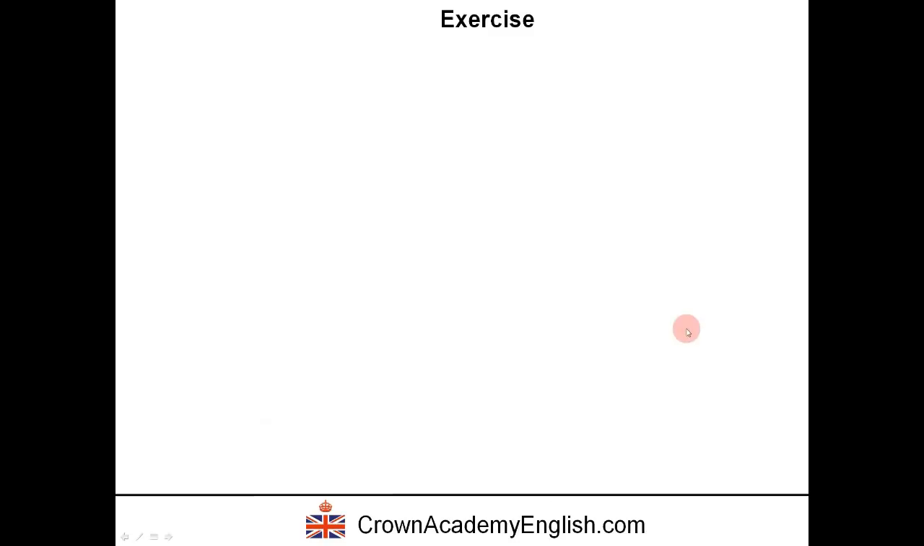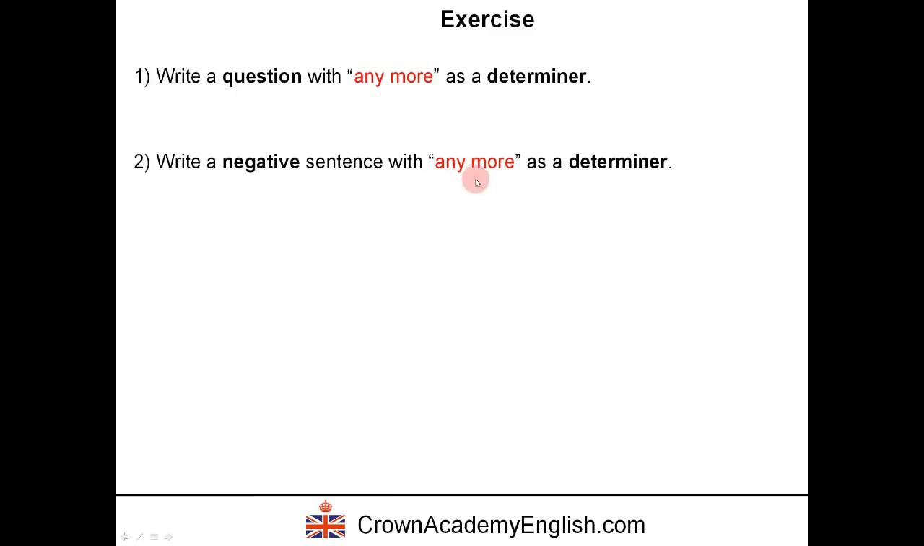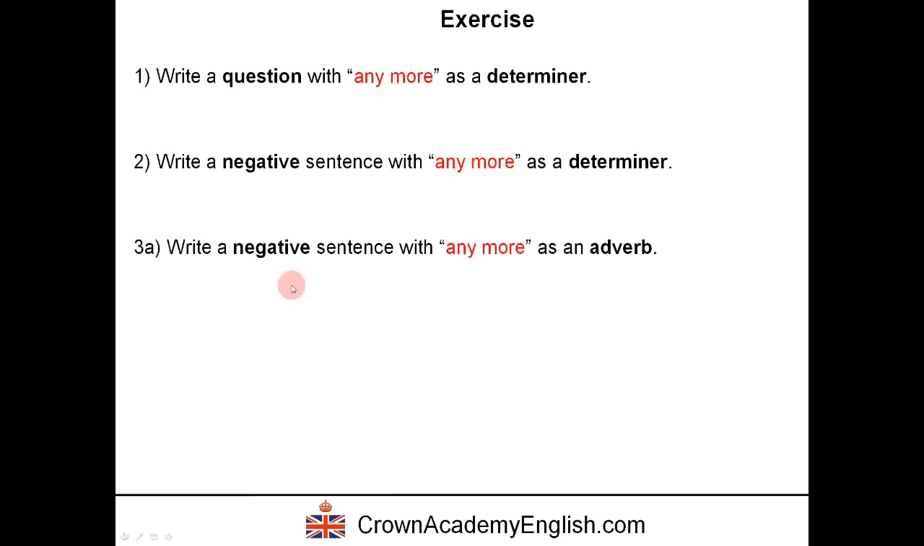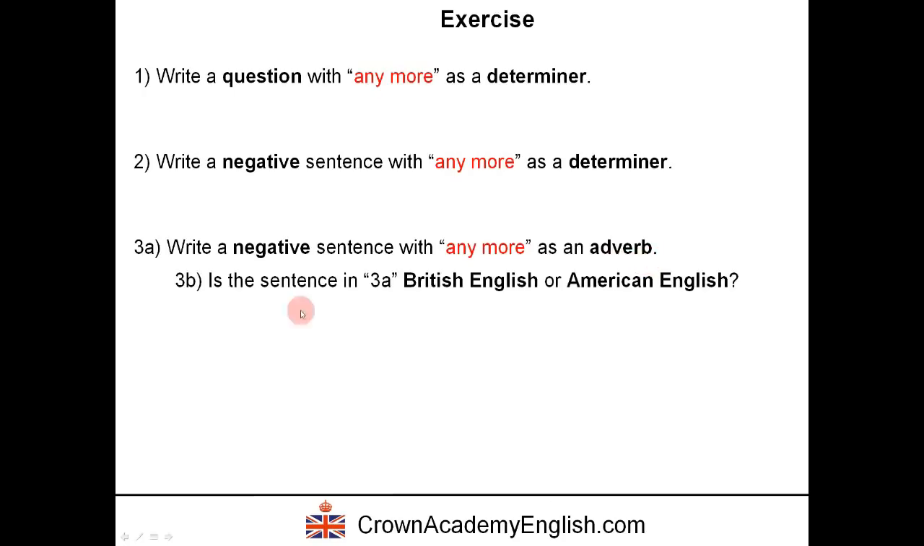So, finally, an exercise. I hope you have understood everything. So question 1, write a question with any more as a determiner. Question 2, write a negative sentence with any more as a determiner. So this one, I want you to write a negative sentence, and here I want you to write a question. Question 3a, write a negative sentence with any more, two words, as an adverb. And 3b is the sentence in 3a that you've written. So your answer to 3a, is it British English or American English?